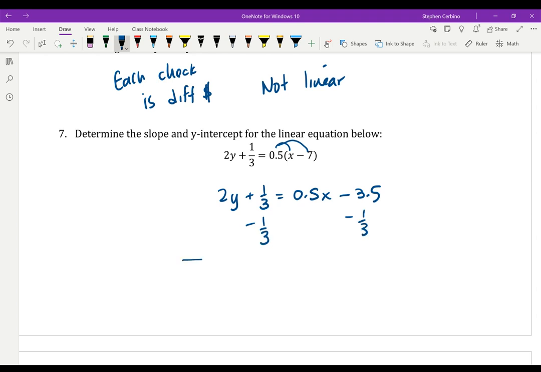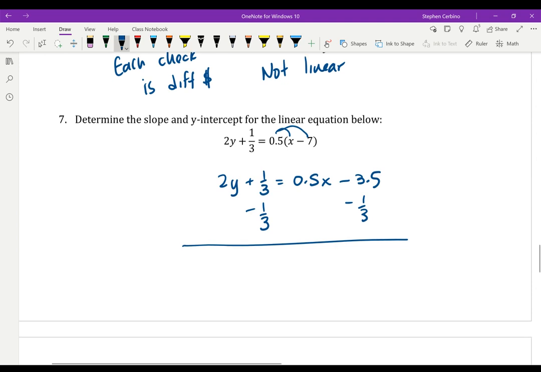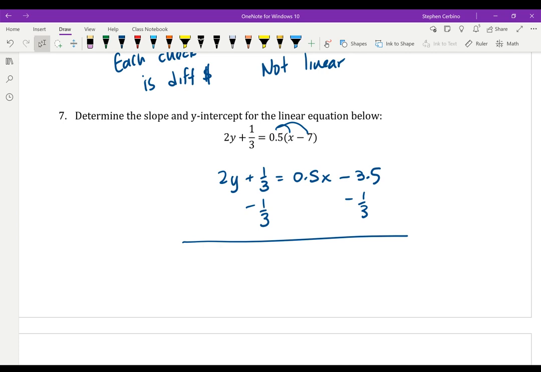Well, if I do negative 3.5 minus 1/3 on my calculator, I'm going to get a decimal. So that decimal is a 0.3 repeating or a 0.6 repeating, something like that. You need to change it to a fraction. So I could leave the 0.5x, but I'm going to make this 23/6. That's what my calculator is going to tell me if I type that in.